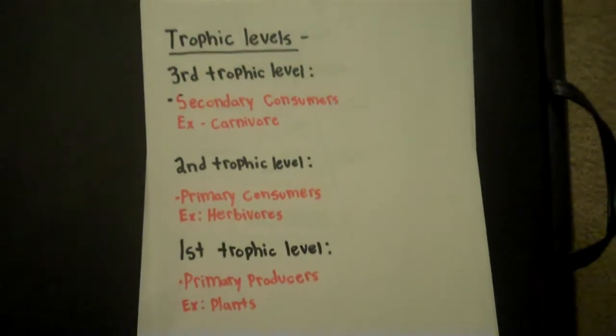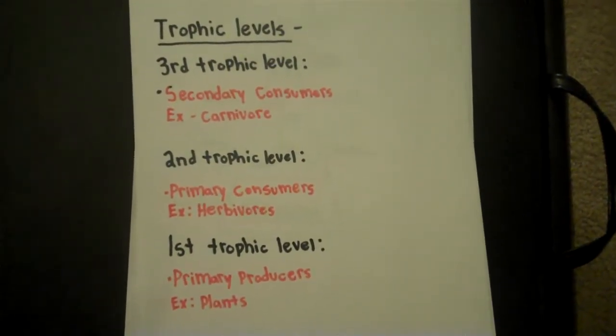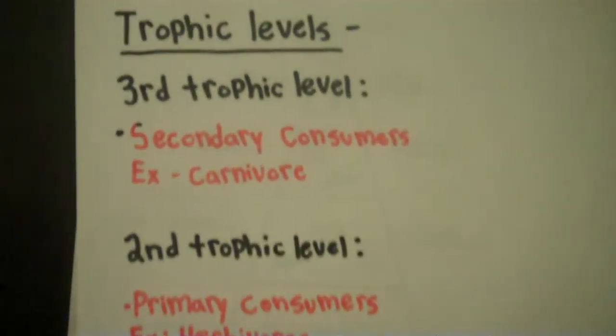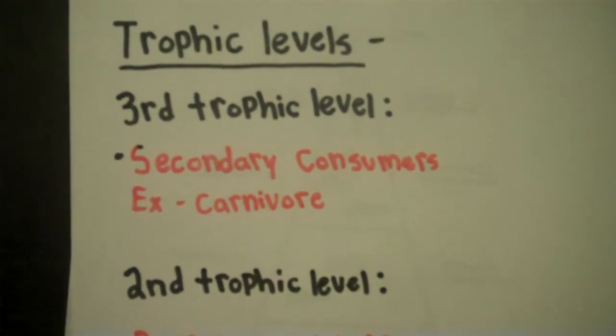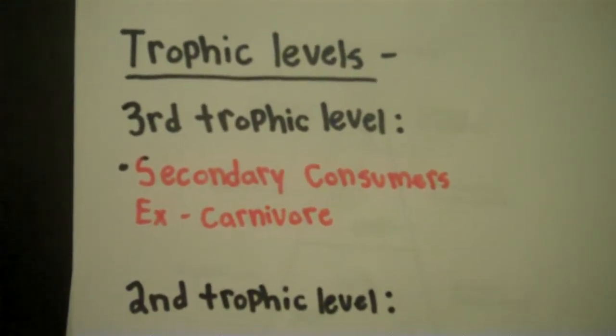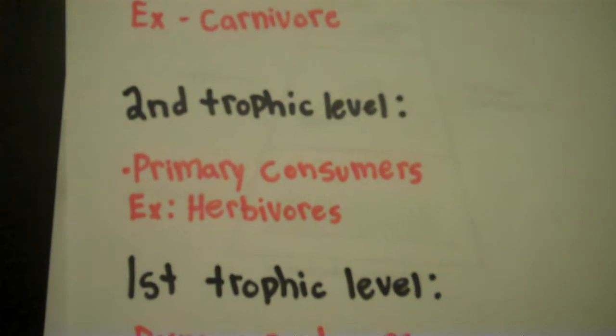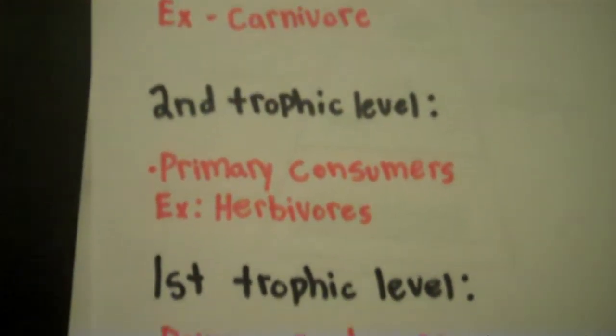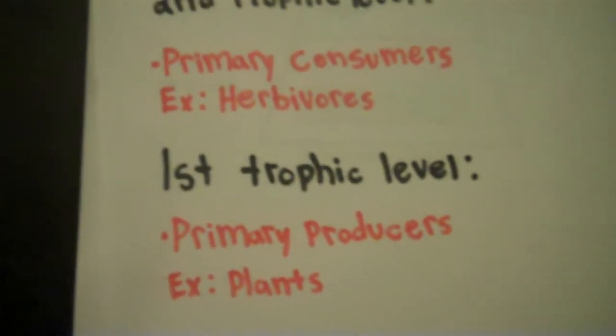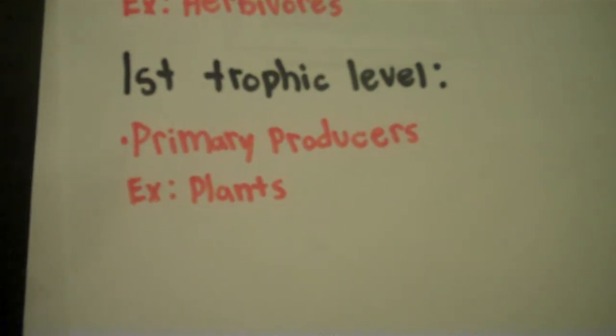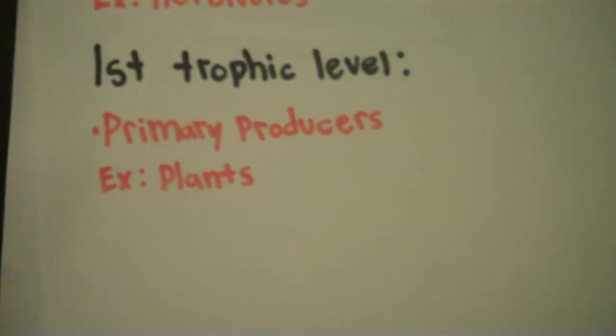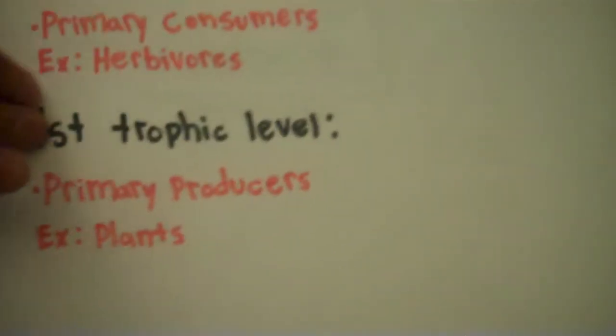Alright, so these are the trophic levels, starting off with the third trophic level, which are secondary consumers. An example is carnivores. The second trophic level, which have primary consumers. An example are herbivores. And then there's the first trophic level, which are primary producers, and those are like plants such as cactuses in the desert.